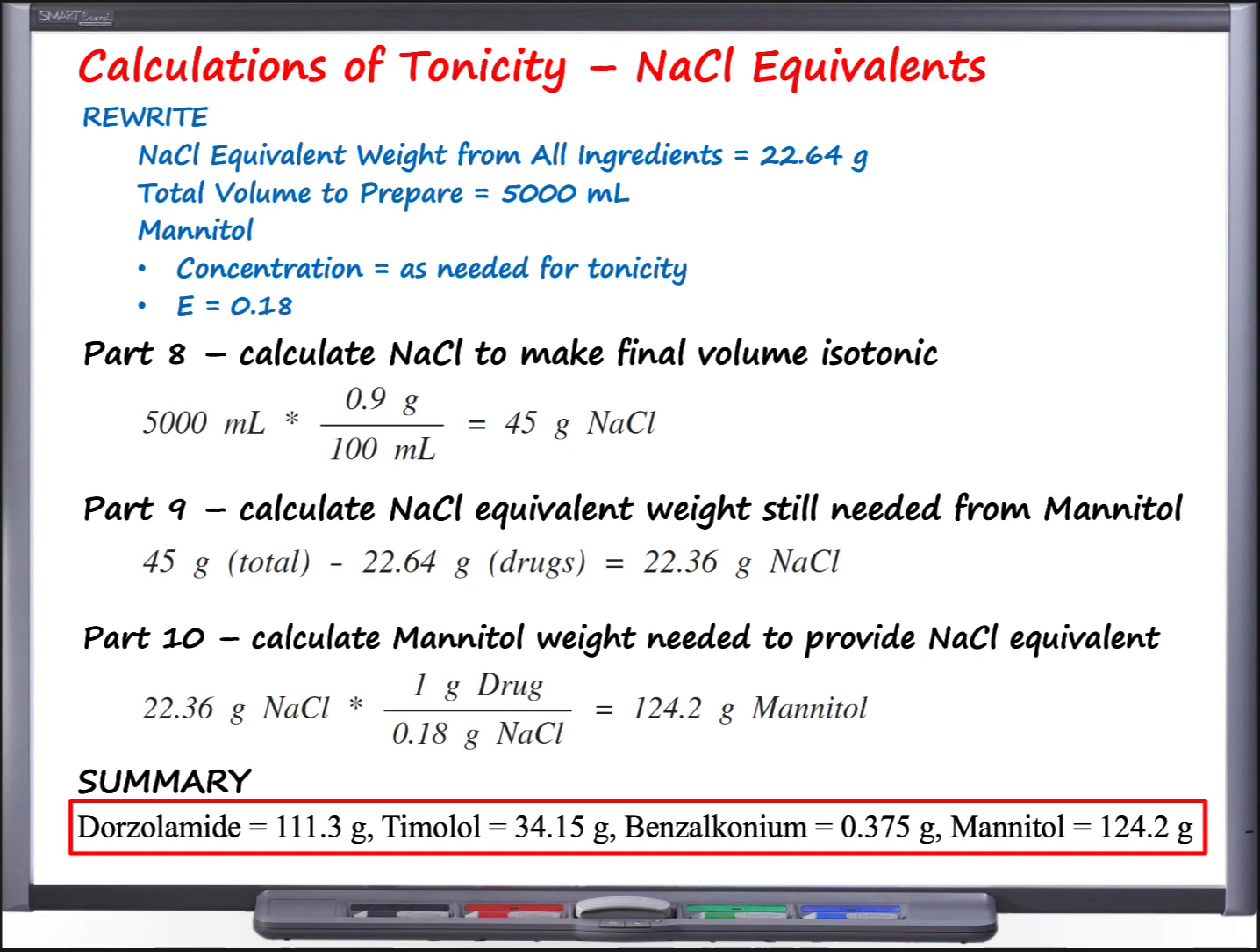However, those three things alone would not produce an isotonic solution. So I'm going to add an additional 124.2 grams of mannitol, which does nothing but produce the tonic effects I need to ensure that my final solution is isotonic with lacrimal fluid and won't cause any irritation or problems. And that is the end of this, I think, somewhat complicated question.